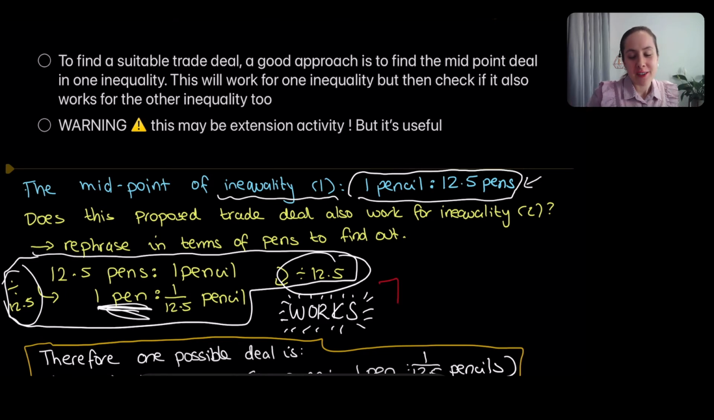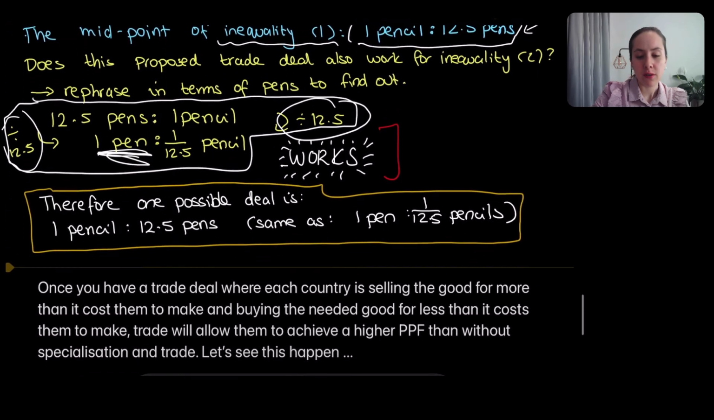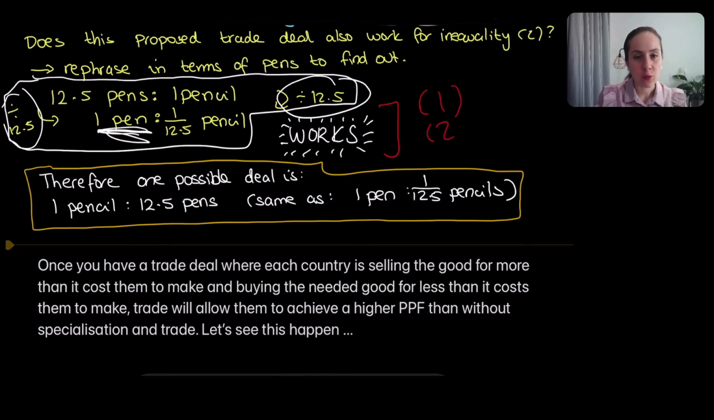And unfortunately, you guys know the story, you know it's going to work, but let me show you why. 1 pen had to be between 1 in 10 pencils and 1 in 15 pencils, and this is nicely working out too for that second deal. Again, it works for inequality 1 and 2, and it had to work for both. So this midpoint method doesn't always work, but it's probably one of the most likely ones to work and a good place to start out with.